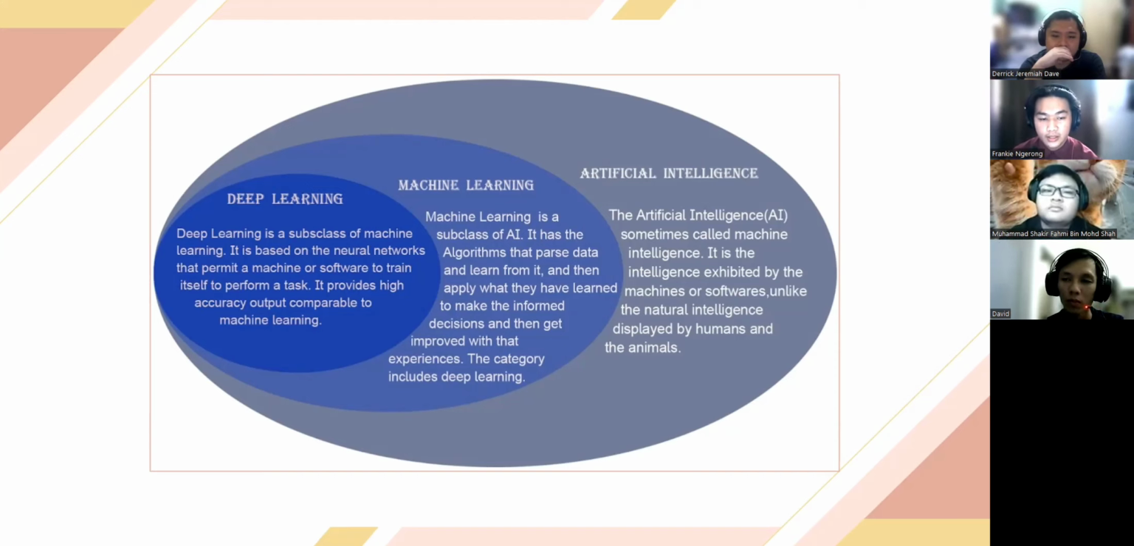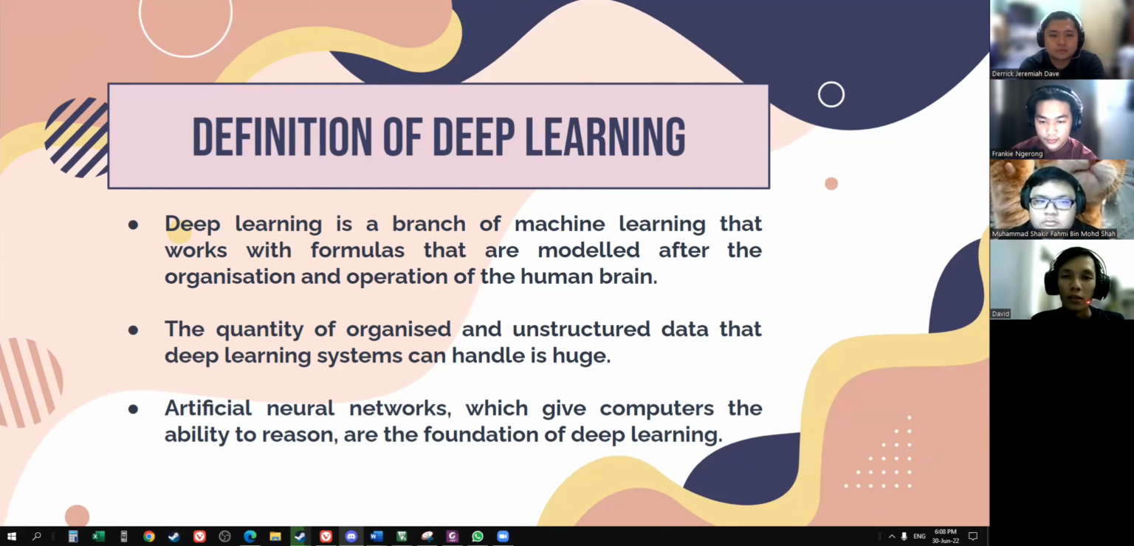This category includes deep learning. And lastly, artificial intelligence. AI is sometimes called machine intelligence. It is the intelligence exhibited by machines or software, unlike the natural intelligence displayed by humans and animals. I'll pass the next slide to my friend David. Okay, hi, thank you, Frankie.